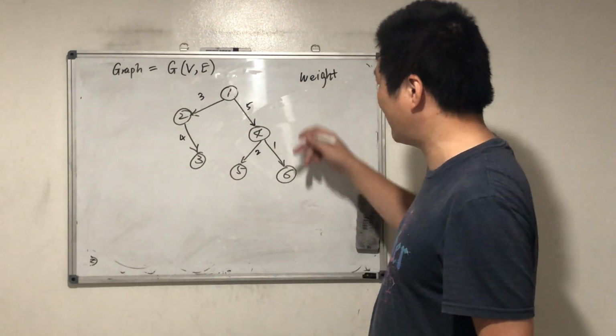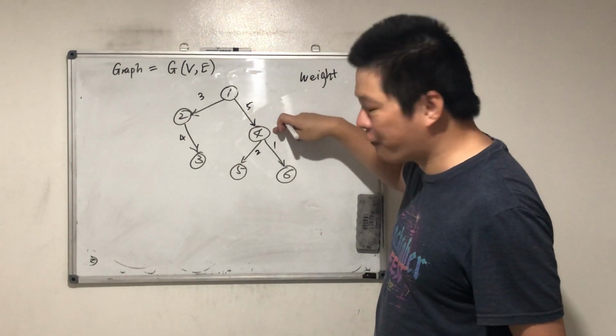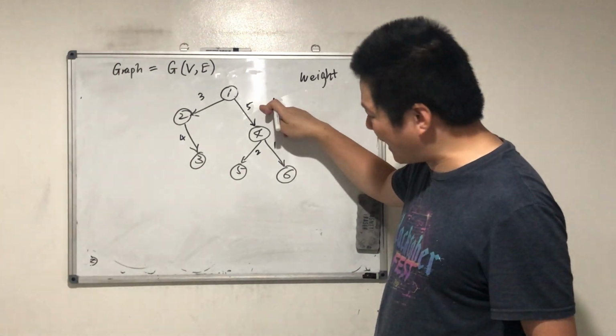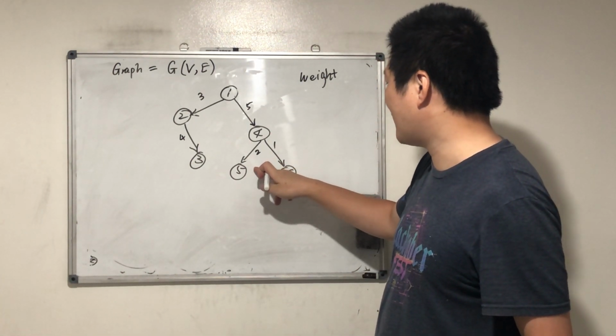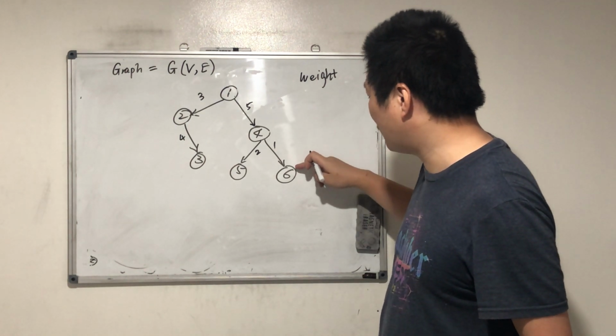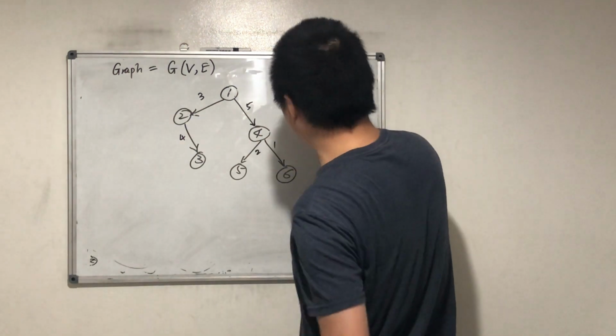Can you listen to me, Ryan? I want to say seconds. Okay, seconds. 1 to 4 is 5 seconds, and 4 to 2, 4 to 5 is 2 seconds. Okay, 4 to 6 is 1 second.